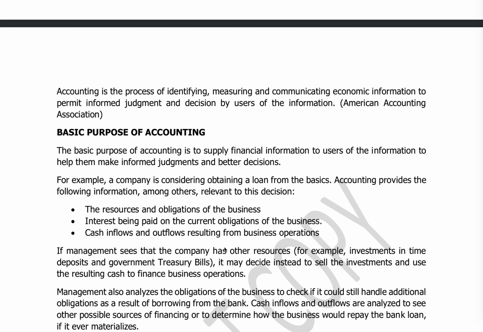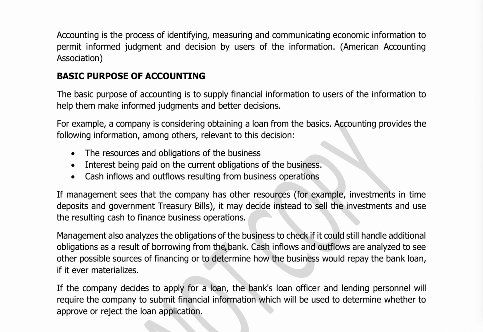So, again, what is the basic purpose of accounting? It is to supply financial information to users of the information to help them make informed judgments and better decisions. Ano ba ang purpose? Bakit kailangan accounting? Para makapag-decide ng mabuti si owner. Ikaw as an owner of your business, kailangan mong malaman kung ilan na ba yung pera mo. Para kung wala ka ng pera, maglo-loan ka. Or, ilan na ba yung income mo? Para kung hindi ka naman kumikita, isara mo na lang yung business mo.